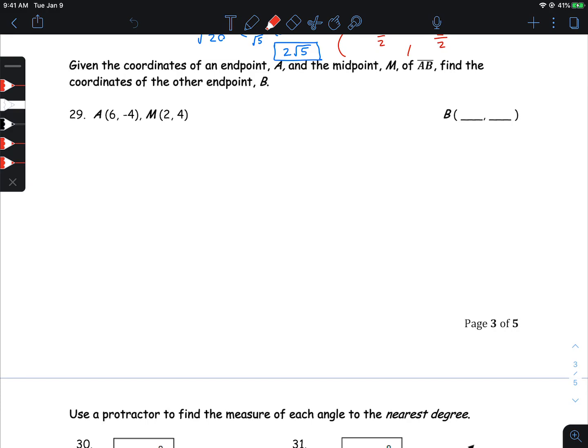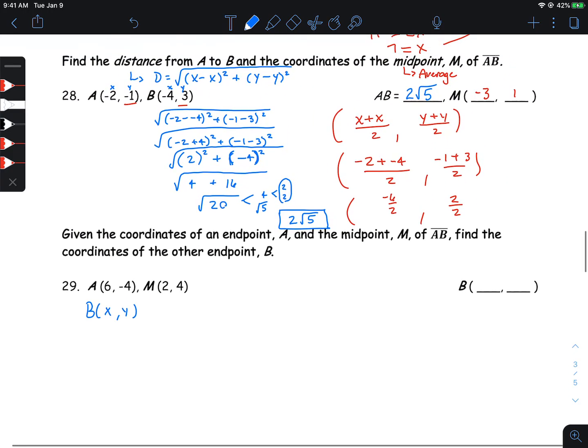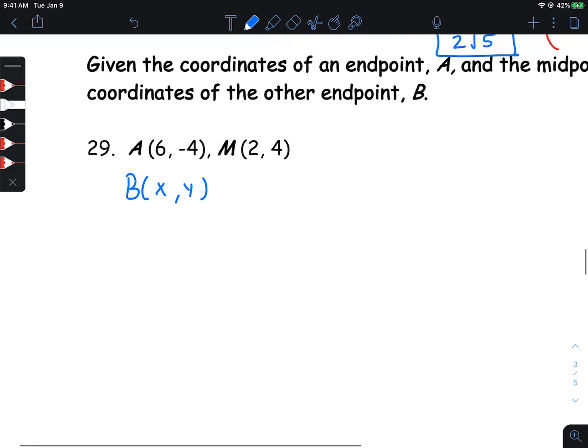Number 29 here. Given the coordinates of the endpoint and the midpoint of the segment AB, find the coordinates of the other endpoint B. This one's a little interesting because we don't actually know what endpoint B is. In a way, they gave us the final part of the answer. They gave us the midpoint. So this is totally opposite of 29 when you use your midpoint formula. You're going to have to work backwards and then set it equal to your answer right here.